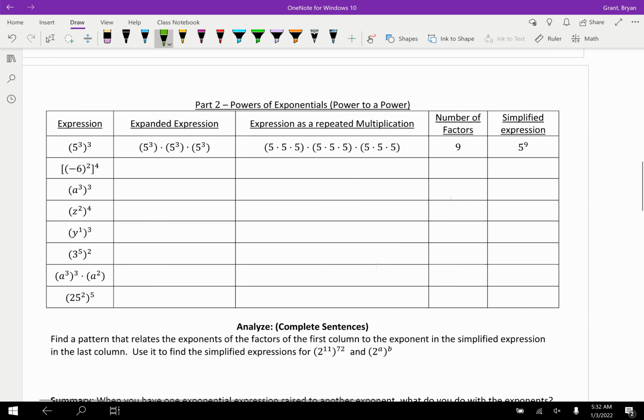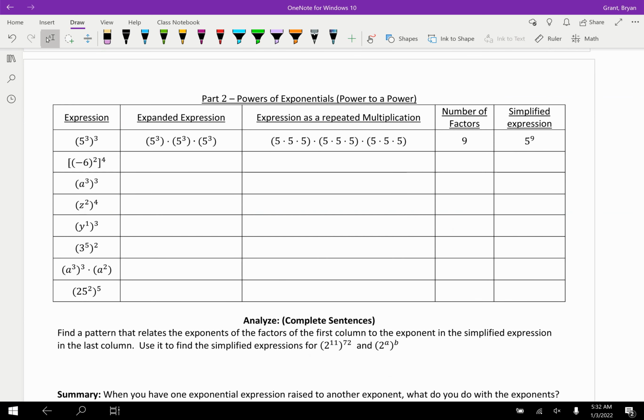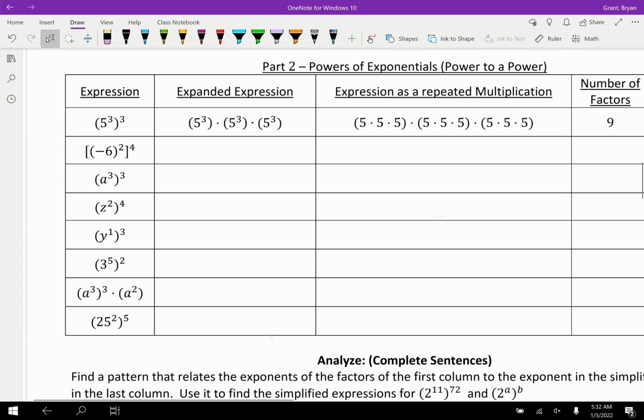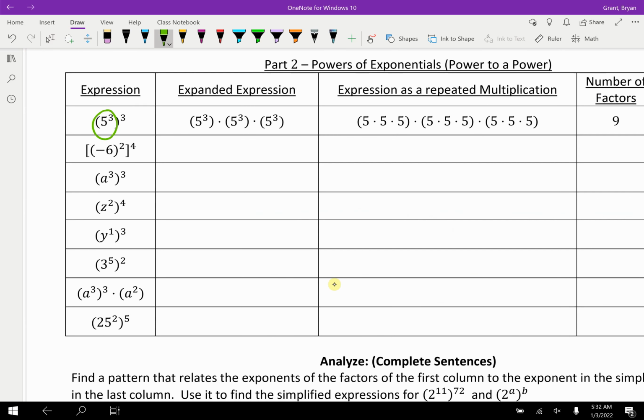All right, let's move on to the second part of today. The second part of today is what I call a power to a power. This is going to be where you have a base to a power on the inside, and then it could be a different power. You can see that down below. Another power on the outside of parentheses. And we're going to break down what this means really quickly.